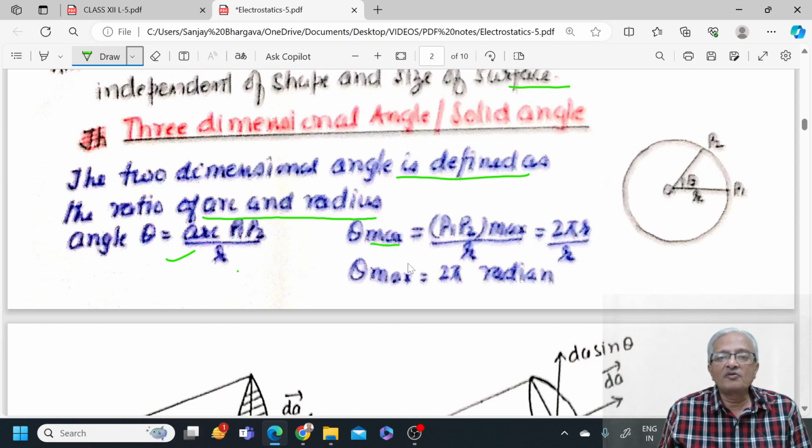So the maximum value of angle theta can be decided by the maximum value of the arc P1 P2, and the maximum value of the arc P1 P2 would be equal to the circumference, that is 2 pi r. So 2 pi r upon r, so r cancels out here. So the maximum value of theta is 2 pi radian. So the angle here at O about this point is 2 pi radian.